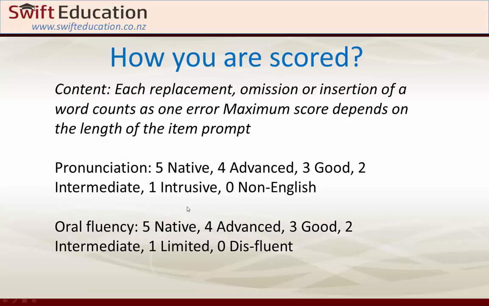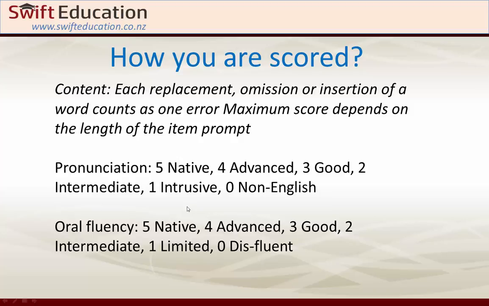Okay, how you're scored. The criteria remain the same, that you get scored on basically three factors. One is content, another is pronunciation, and then oral fluency, which I've already explained in my lesson before, wherein I was teaching you repeat sentence. Your content is scored so that each replacement, omission, or insertion of a word counts as one error. Maximum score depends on the length of the item prompt. Content is scored by counting the number of correct words in your response. Okay. No replacements, no insertions, and no omissions basically.